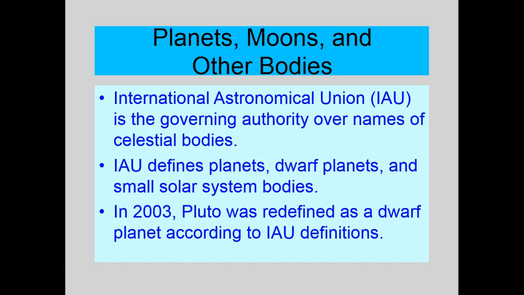So today there are 8 planets: Mercury, Venus, Earth, Mars, Jupiter, Saturn, Uranus, and Neptune. 8 planets. Okay? At least 5 dwarf planets that we have identified: Pluto being one, Eris, which is actually larger than Pluto, Ceres, which is actually an asteroid, Makemake, that sounds like something from Hawaii, and Haumea, which sounds like something from Hawaii. I don't know where they got those names. And many, many small solar system bodies.